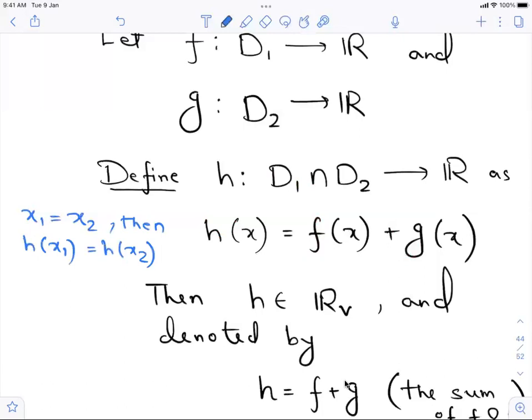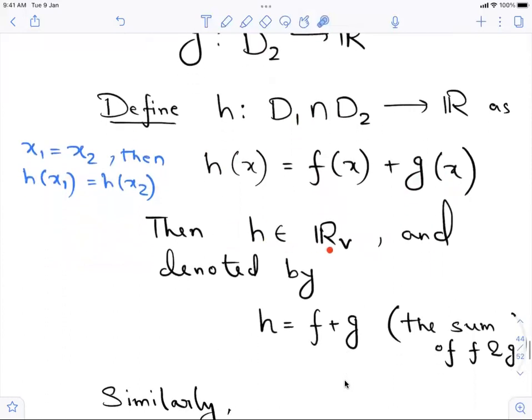Which means this rule of being defined as a function already holds for f and g. So therefore, for example, x1 equals x2 means f of x1 equals f of x2. Similarly, g of x1 equals g of x2. Therefore, h of x1 is f of x1 plus g of x1, where f of x1 is f of x2 and g of x1 is g of x2. Therefore, that is also equal to f of x2 plus g of x2. And by definition, that is equal to h of x2. So therefore, we have this condition going. So therefore, this function is defined.